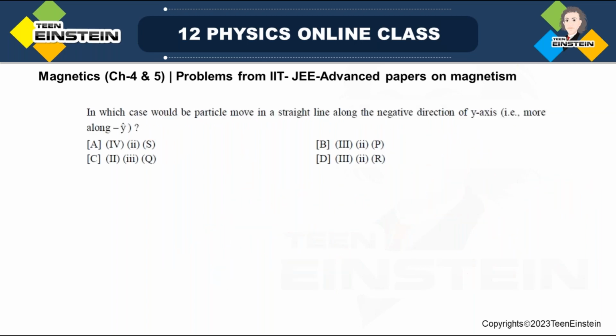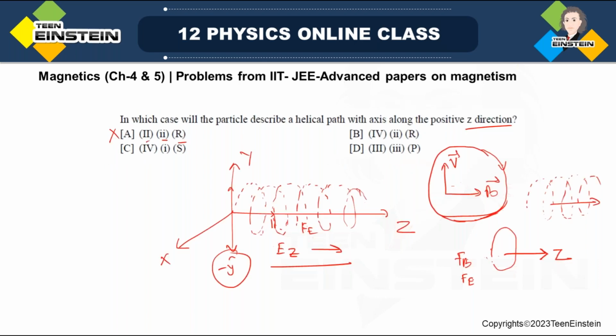Let me check with the last option also. I think this will be the correct option here. I have explained why: because the electric force has to be along the positive z direction, so that it will be pushed along the z axis, and the helical path also will have the z axis.